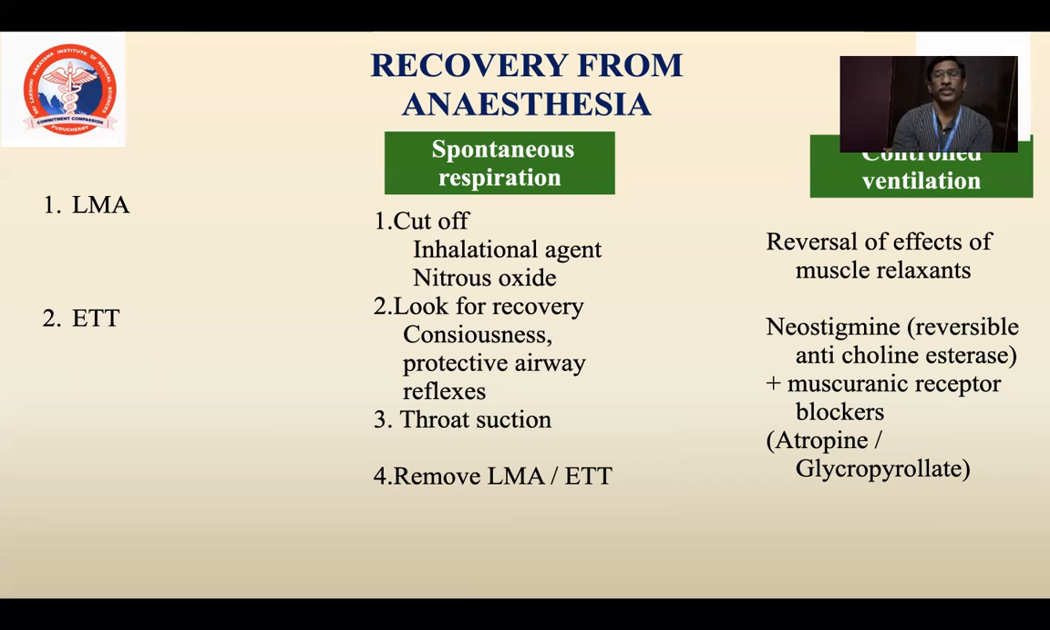So we have to reverse the effects of muscle relaxants. What is the agent used? Neostigmine is the agent used for reversal. It is a reversible anticholinesterase. That is, it is inhibiting cholinesterase reversibly. When the muscle relaxant dose is more, competitively, it can cause paralysis. When the neostigmine dose is more, then it brings back the patient from the paralysis. So when we use neostigmine, it reversibly inhibits cholinesterase, so acetylcholine level is increased in all tissues.